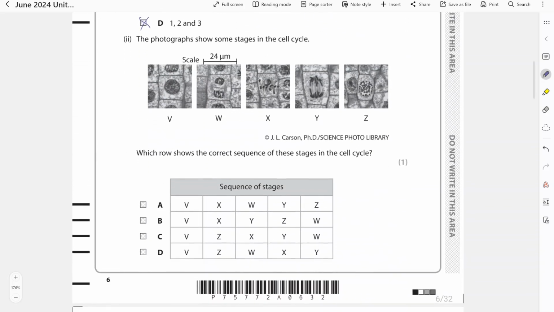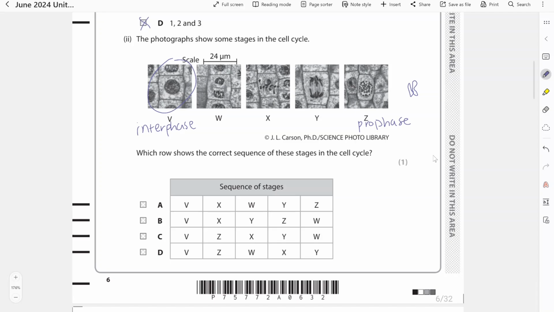Okay, the photograph shows some stages in the cell cycle. Which row shows the correct sequence of these stages? So the first stage would be where V is, so that would actually be interphase. We know it's interphase because the chromosomes haven't started to condense yet. And then later in Z, that's when it starts to condense, and that would be prophase. So here, the sister chromatids would join together and you would have this X-shaped looking chromosome.